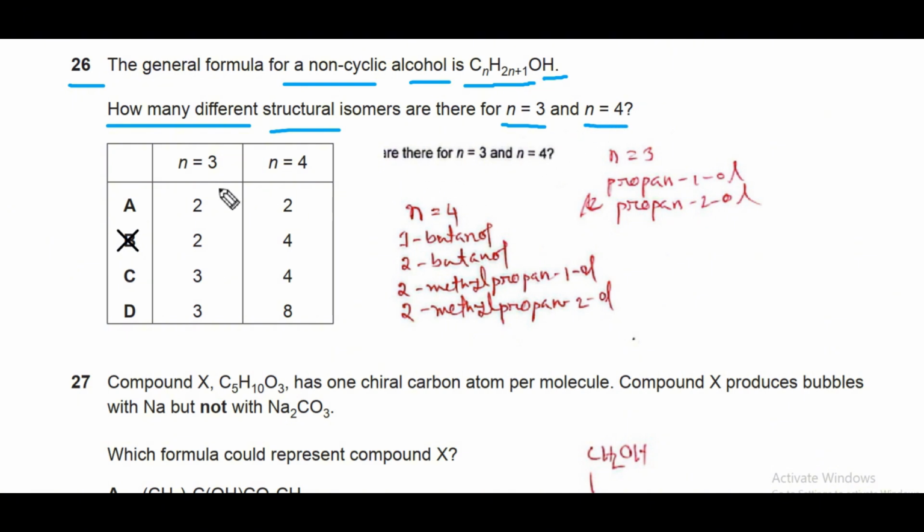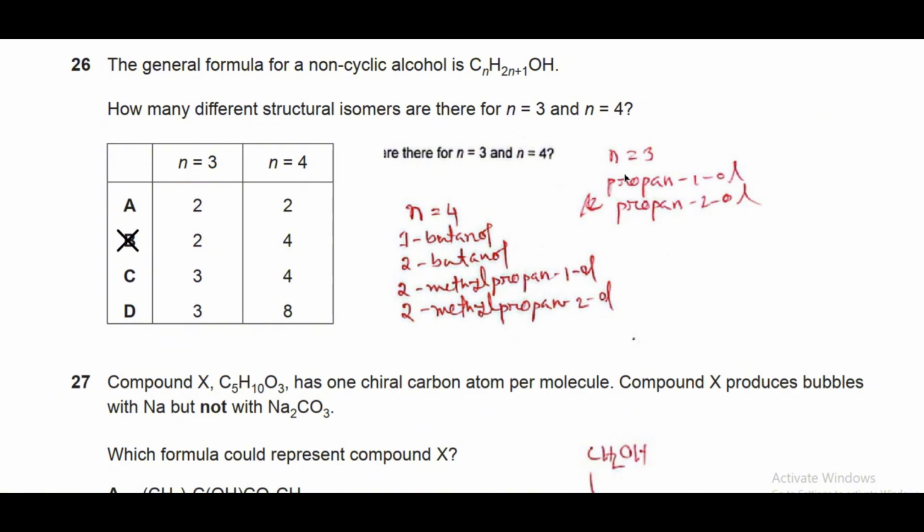If n equals 3, that will be propanol. So propanol has two isomers. One is propan-1-ol, the other is propan-2-ol. So two isomers. If n equals 4, that will be butanol. Butanol has four isomers: 1-butanol, 2-butanol, 2-methylpropan-1-ol, 2-methylpropan-2-ol. So butanol has four isomers and propanol has two isomers. That's why B is the right answer.